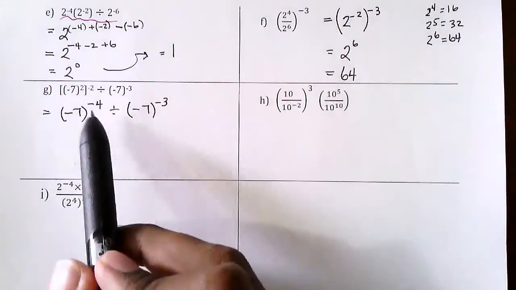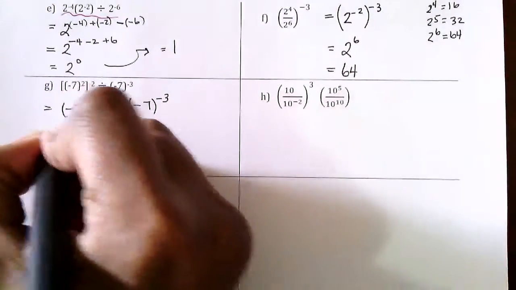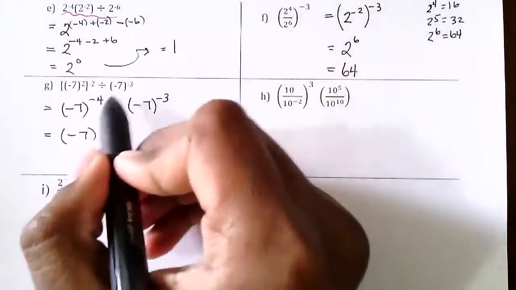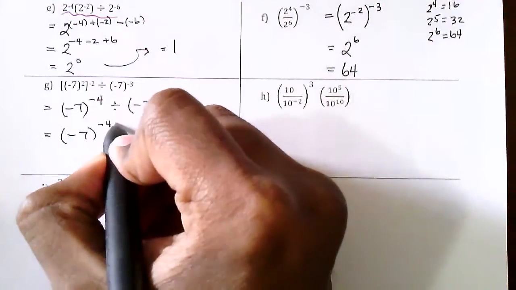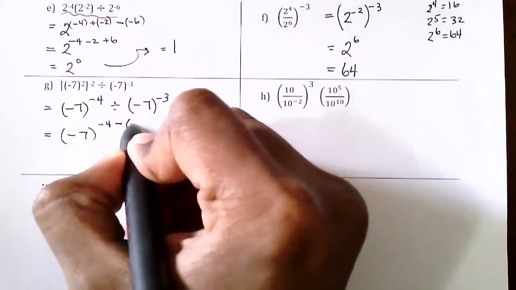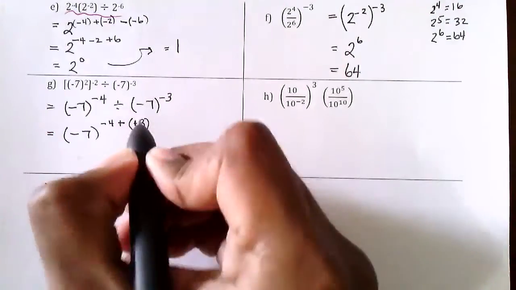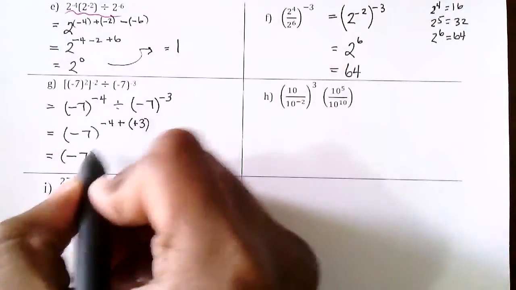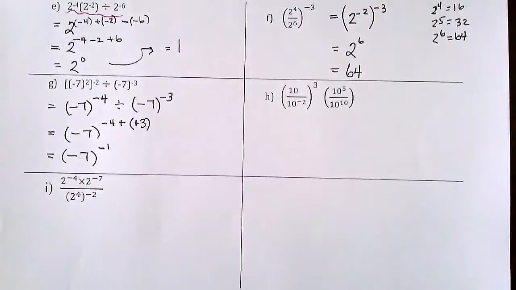So again, what I see here is two powers being divided and they have the same base. So I'm going to copy down the base, -7. And because it's a division, I'm going to subtract the exponents. So this is the same thing as saying -4 minus, which is for the division, -3. So don't forget those situations where there is a double negative. So this is the same thing as saying -4 plus 3. So -7 to the power of -4 plus 3, which is equal to -1.